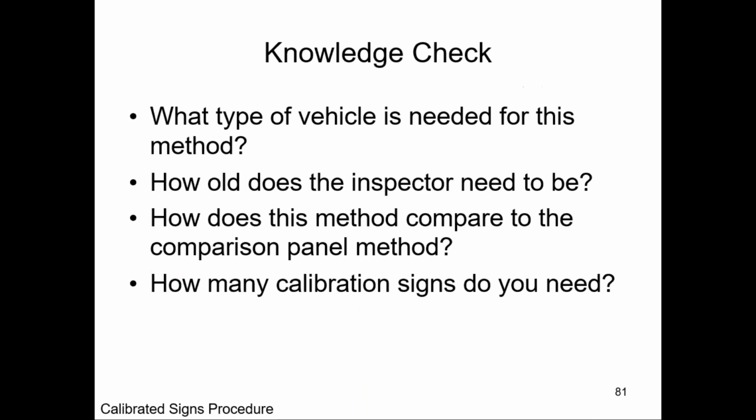In terms of review, what type of vehicle is needed for this method? It can be any type of vehicle and can be any age inspector. How does this method compare to the comparison panel method? My personal opinion is that it's much more subjective because you're relying on the memory or the mental calibration of the inspector's eyes. How many calibration signs do you need? One for every color of signs that you have in your inventory.